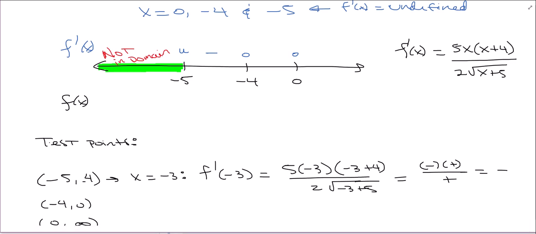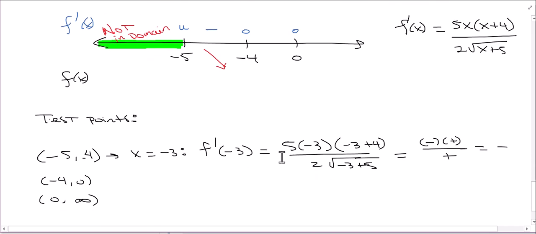What does that tell me about the function? The derivative is negative, then the function is decreasing. That's what the derivative test helps us with.